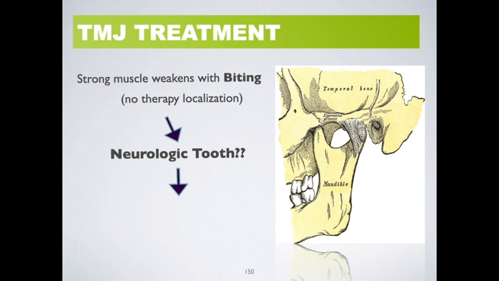Anyway, the first thing you're going to do is test the patient to see if the strong indicator muscle weakens when they bite down, without any therapy localization or any other kind of reflex involvement. This would indicate what we call in AK a neurologic tooth, which means there's some sort of disrelationship, proprioceptively and anatomically, with the way the tooth is anchored into its socket, and the way that neurologically that tooth is affecting other parts of the jaw or even other parts of the body.